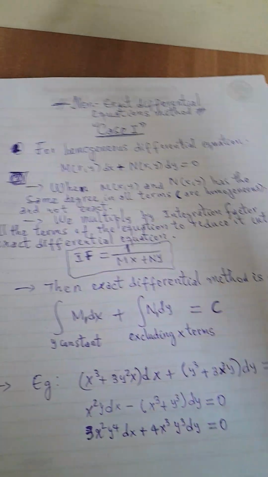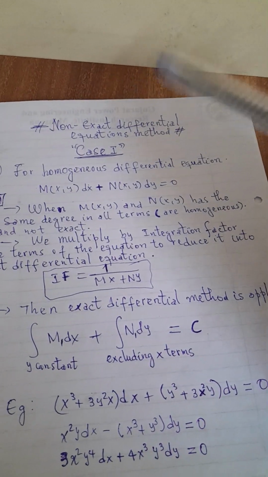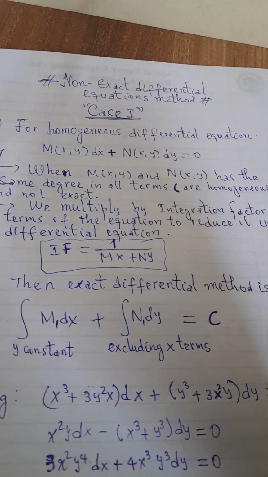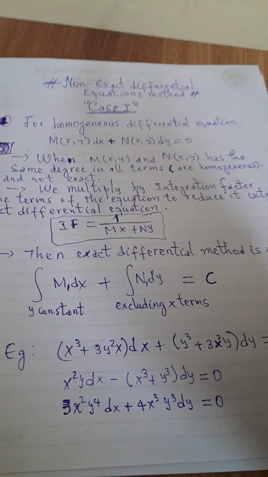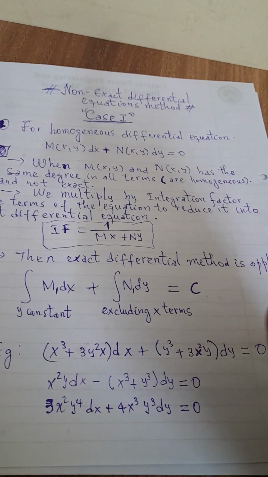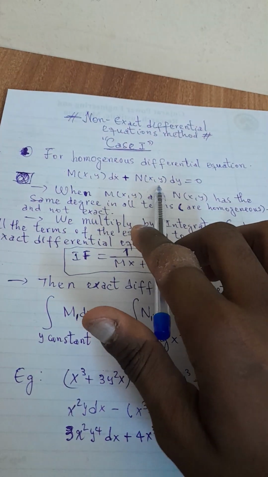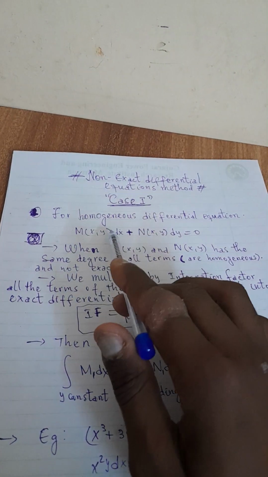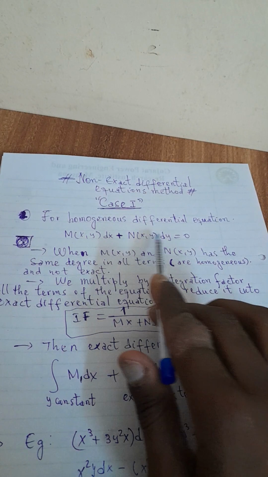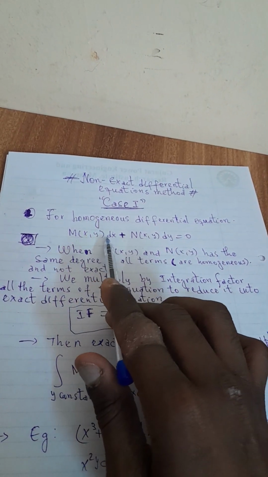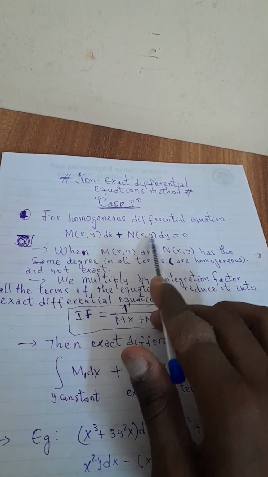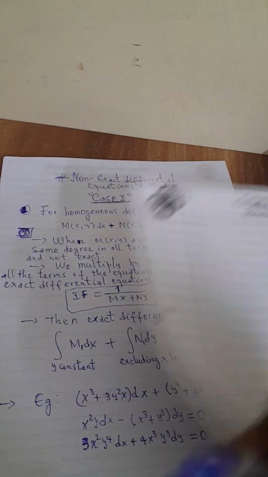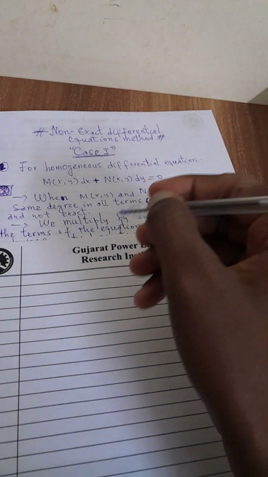As we said last time, now we are going to start solving non-exact differential equations. We already know what an exact differential equation is. Any exact differential equation is an equation in this form. But when I take the derivative of M with respect to y, it will not be equal to the derivative of N with respect to x. In this case, we call this a non-exact differential equation.